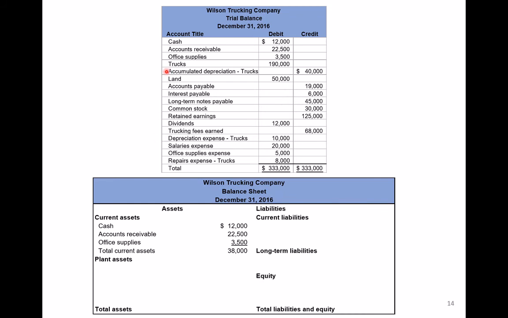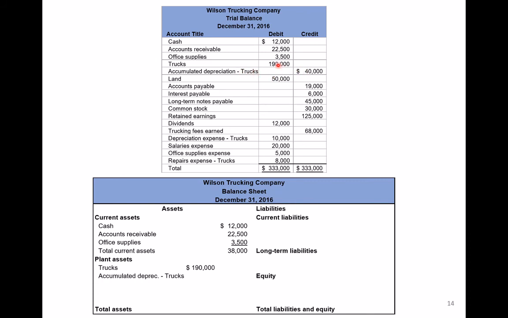We have the trucks, the accumulated depreciation, which is the contra account that lowers the value of trucks that have been used, and land. So let's list those under the plant asset side. Trucks for $190,000. Accumulated depreciation, that's that contra account that offsets the truck balance.